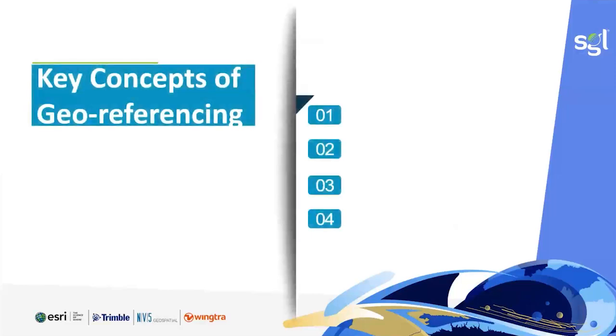Now, the key concepts of georeferencing. The first concept we'll be looking at is your coordinate system, which includes two different types: the geographic coordinate system and the projected coordinate system. The geographic coordinate system is the three-dimensional spherical surface used to define locations on the Earth's surface, while the projected is the flat two-dimensional representation of the Earth's surface.